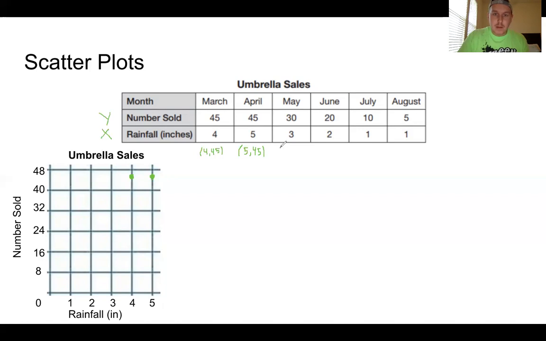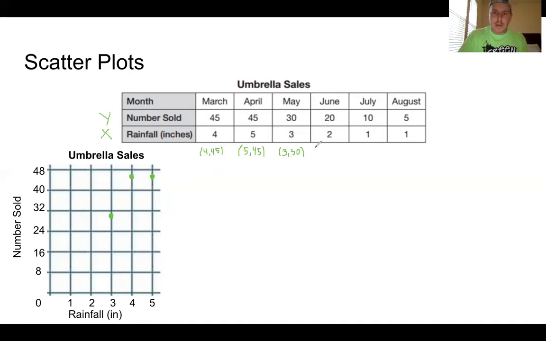The next one is May. April showers bring May flowers. We've got 3 for our rainfall and 30 for our number sold. So we notice on this one with the rainfall being a little less, we had our number drop a little bit in the number sold. So again, start at the origin, move over to 3, go up to 30. That one's pretty close to 32, so we're going to put that dot right here. Okay, notice that I'm not drawing any lines in between them. These dots are just going to stay by themselves.